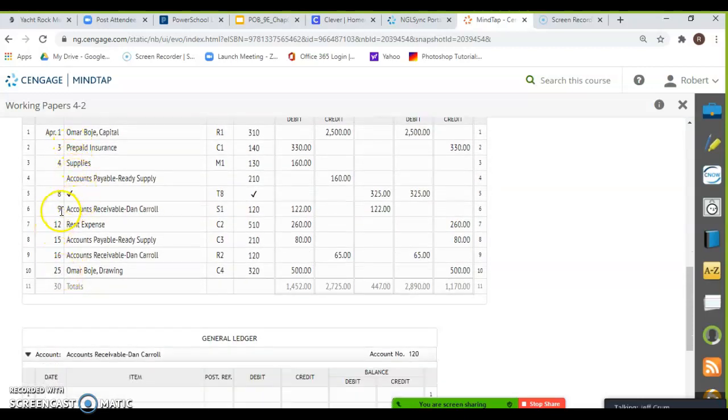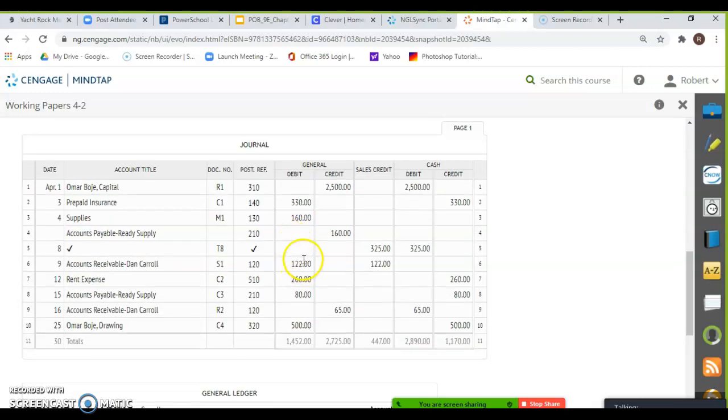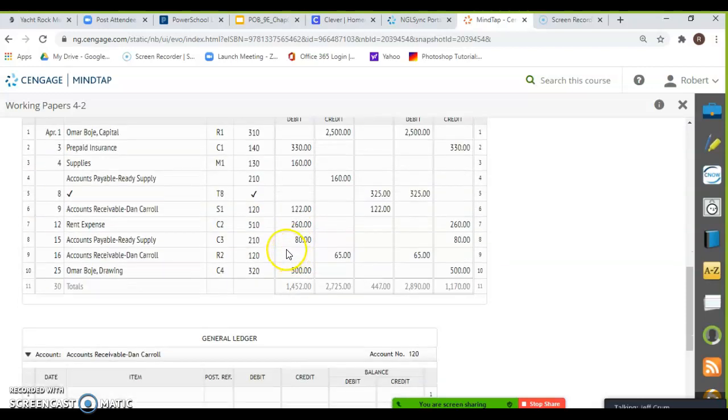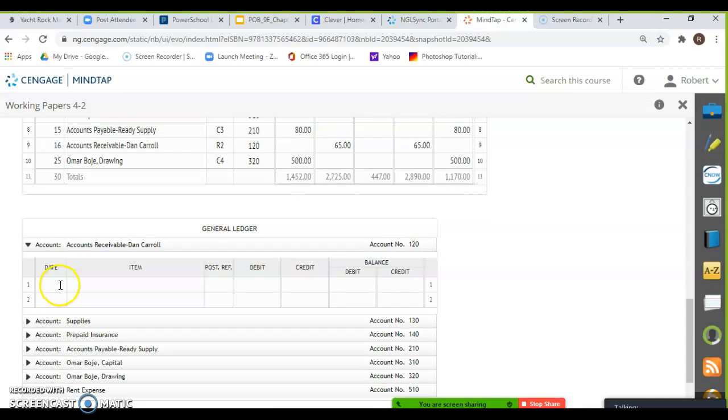So accounts payable, there's accounts receivable for Dan, April 9th, for $122 debit. We'll type in APR. Remember, we got to put in the period there, or it's going to mark it wrong. April 9th. And we don't need to put any description in here or anything, but we do have to have our posting reference.